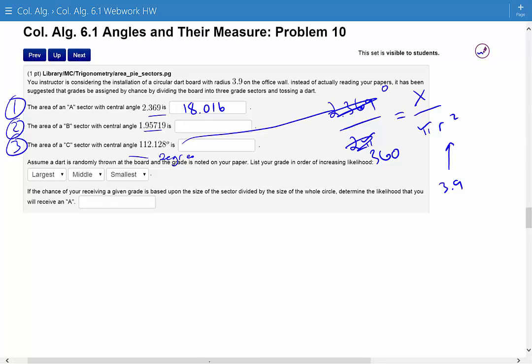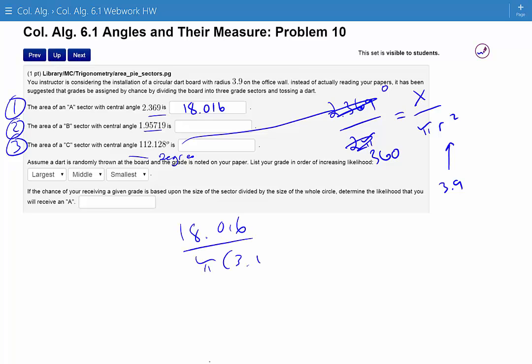And then the last problem, your chance of receiving a given grade, an A. Then you take the area for an A, which is 18.016, divided by the total area, pi r squared. So it'd be 3.9 squared. If you do that, you'll get your chance of getting an A. Be careful with your parentheses, but if you do it right, you should get about 37.7%. And also be careful about rounding when you enter this in.